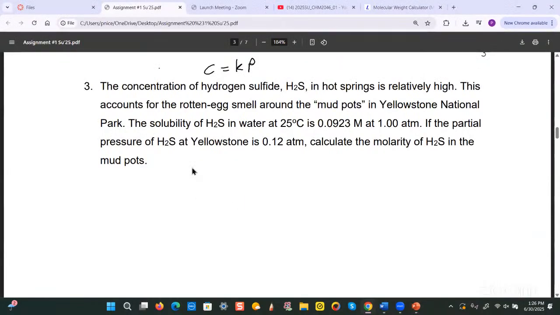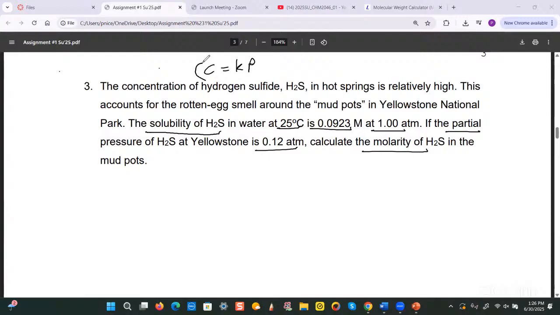Okay, so the question says that the concentration of hydrogen sulfide in hot springs is relatively high. This accounts for the rotten egg smell around the mud pots in Yellowstone National Park. It gives you some numbers here. It says that the solubility of H2S at 25 degrees is 0.0923 M at 1.00 atmospheres. If the partial pressure of H2S is 0.12 atmospheres, calculate the molarity of H2S.